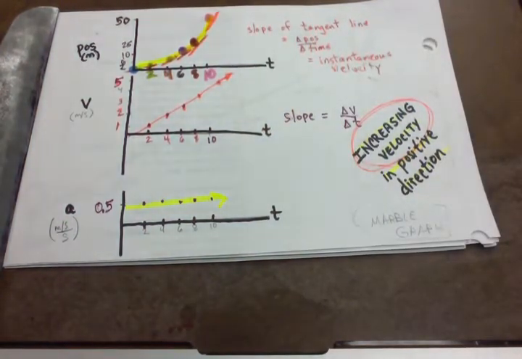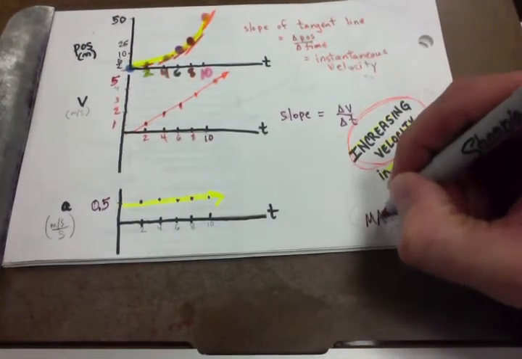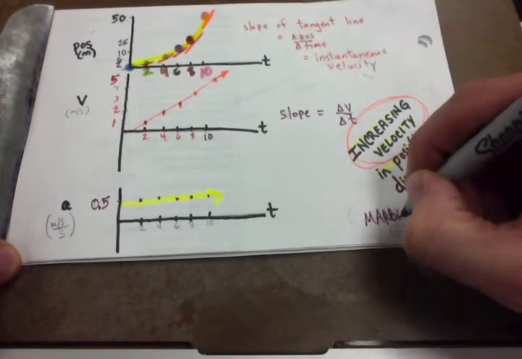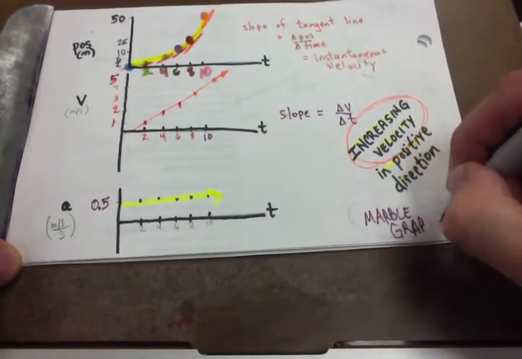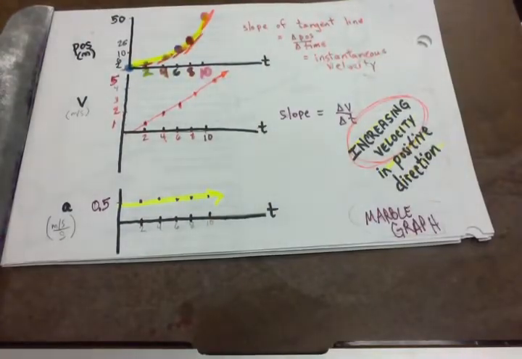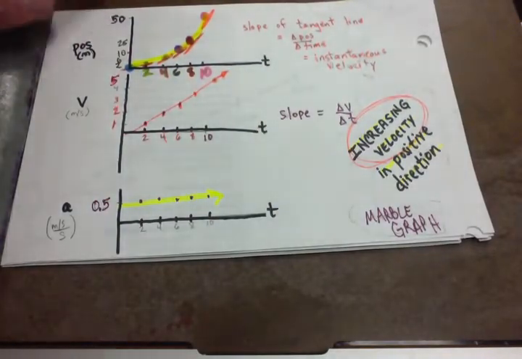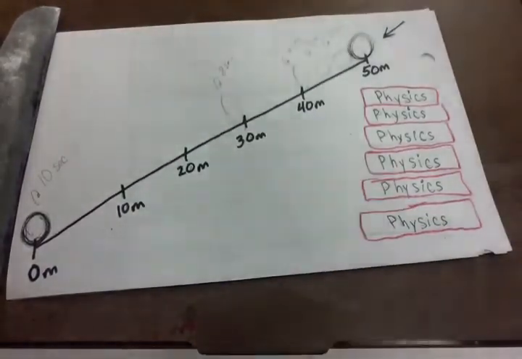But please, please, please think of that. And this was also another hand-drawn graph that we did, this marble graph. That marble graph is going to have its motion graphs appear like that. Okay, let's get to some trickier ones. But it's the same thing.